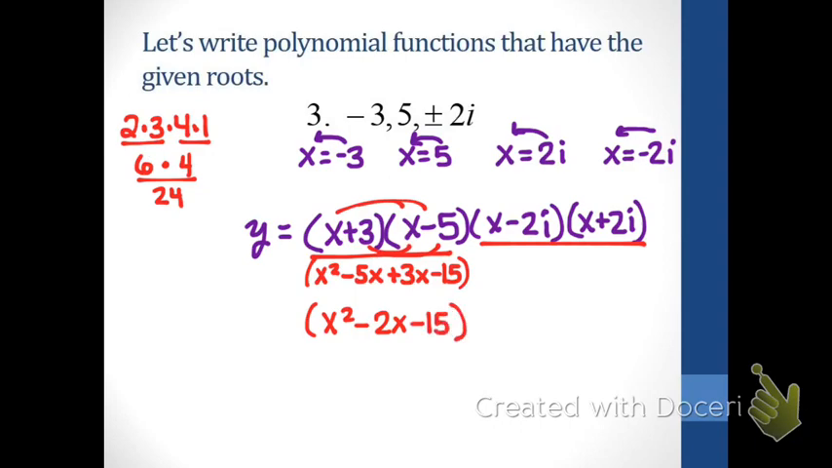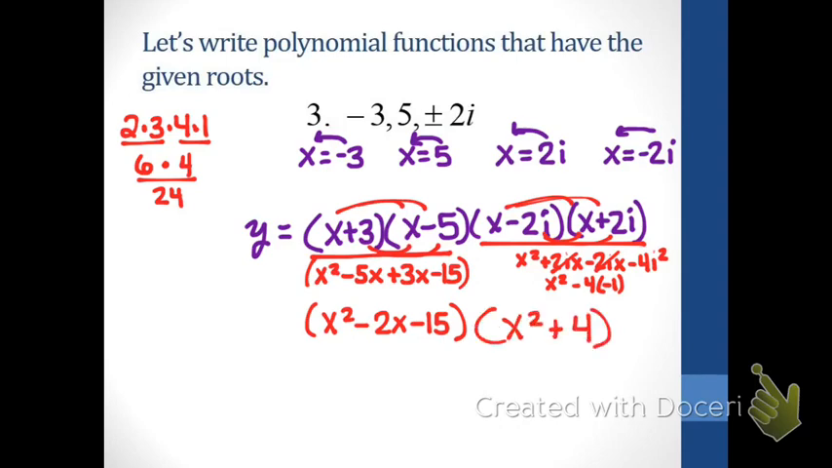Then over here, this is what we did in our little warm-up. x times x is x squared, plus 2ix, minus 2ix, minus 4i squared. Our middle ones cancel out. I get x squared, and that's going to be minus 4 times minus 1, which is x squared plus 4.